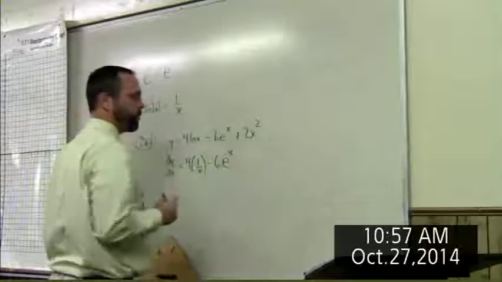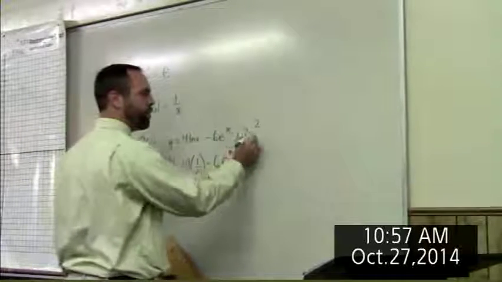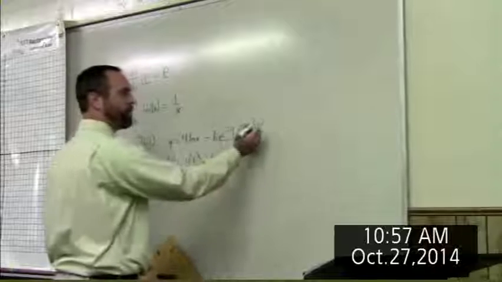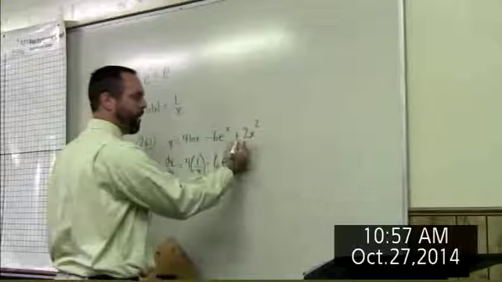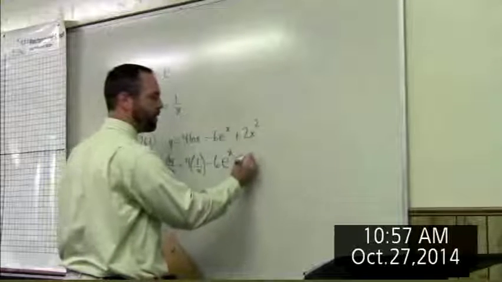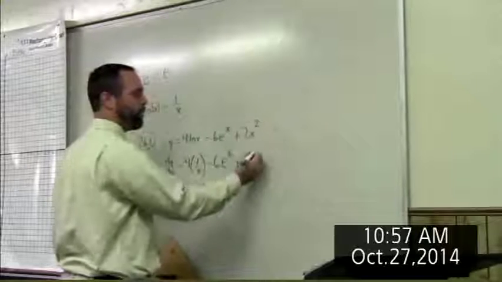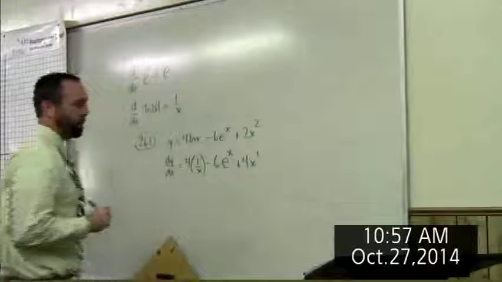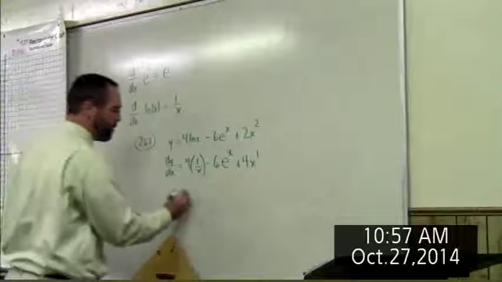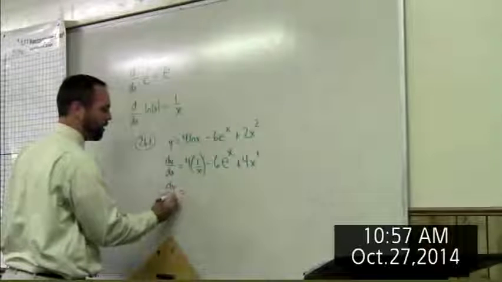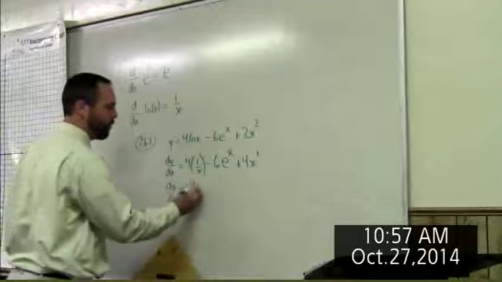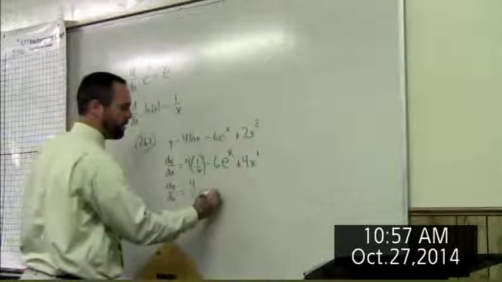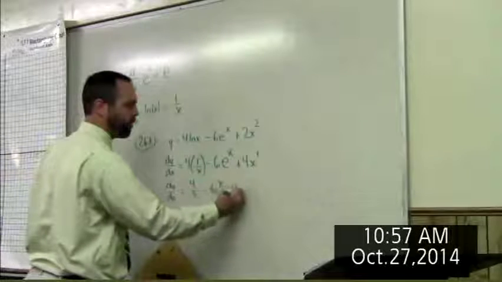All right, now from the previous lesson, derivative of 2x squared, what you would do is take the exponent, multiply it by the coefficient, which is 2, subtract 1 from the exponent, which is 1, and you get 4x. And now we just clean it up a little bit. So the derivative would equal 4 over x minus 6e to the x plus 4x.